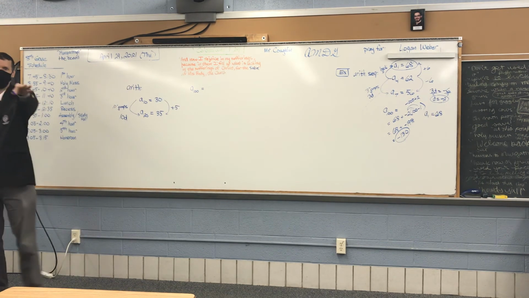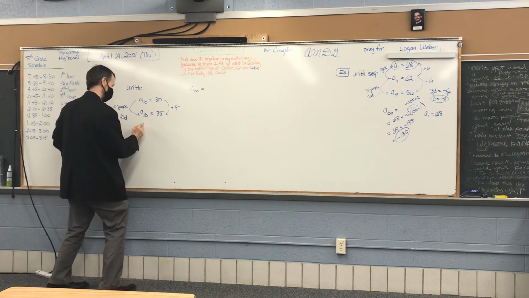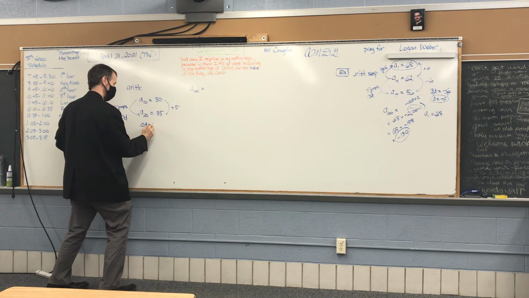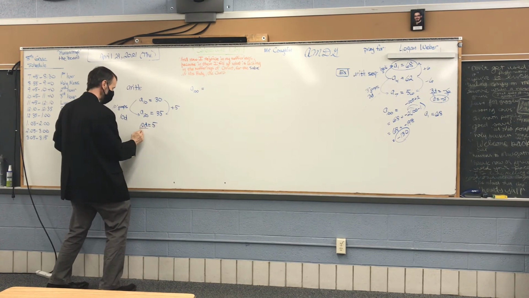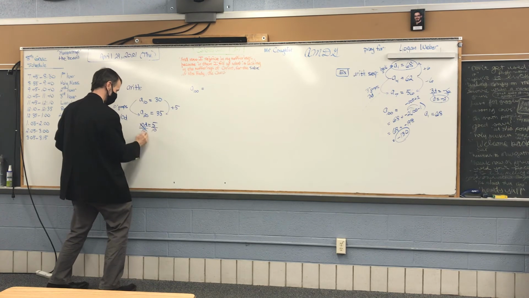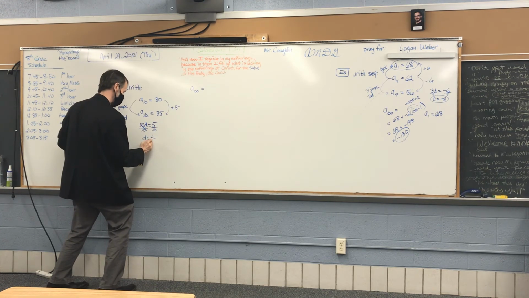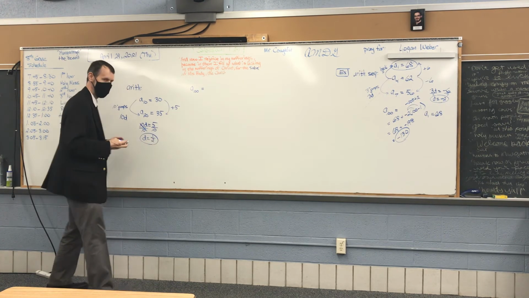10D equals 5. Go for it. You divide by 10 on both sides. What do you get? 1 half. Good. A lot of people put 2 by mistake. D is 1 half.